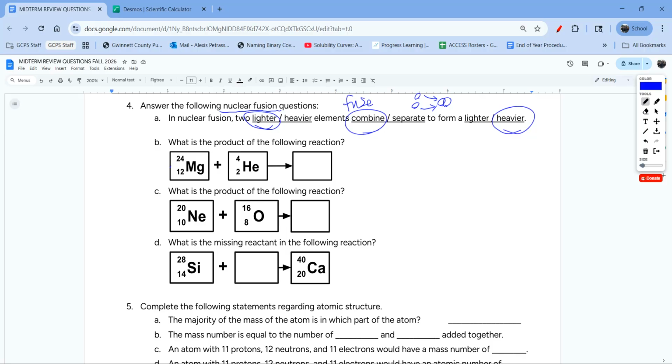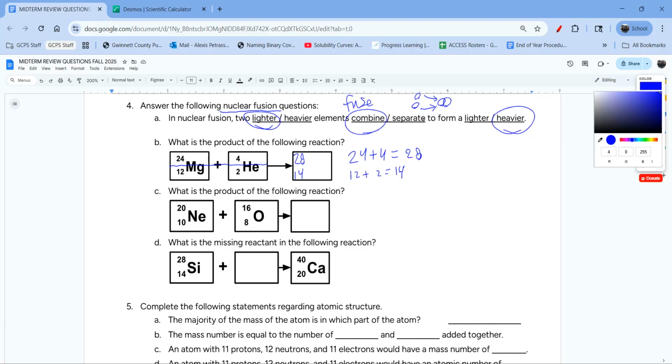All right, B, what is the product of the following reaction? With these, there's no magic to it. Cut it in half, and you're going to add the top two numbers, 24 plus 4. You get 28. And then add the bottom two numbers, 12 plus 2. And you should get 14. Now, I need the symbol. So am I going to look at the top or the bottom? I want to look at the bottom.